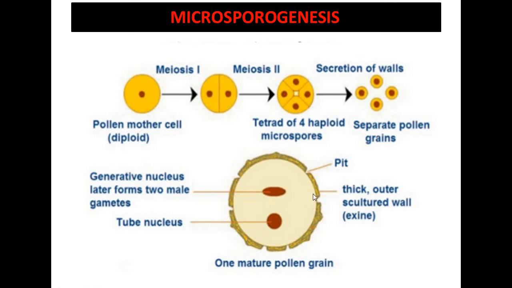But at some intervals you can see there is absence of sporopollenin. That's why there is a pore, and this type of pores are called germ pores. Due to the presence of these germ pores, the pollen grains are able to develop the pollen tube and it can come outside from these germ pores during the process of germination of pollen grains.